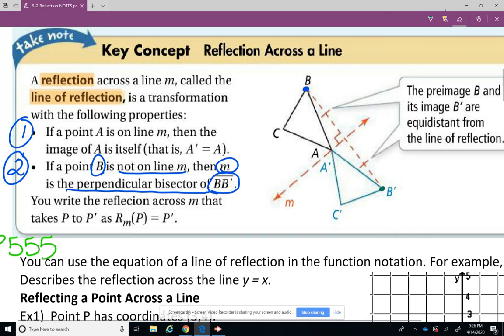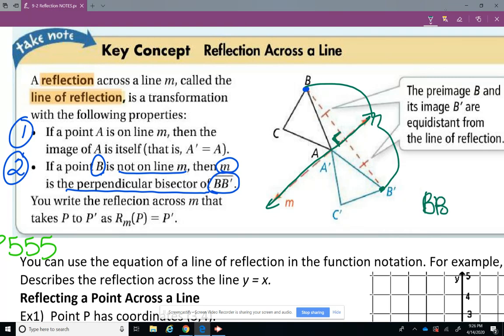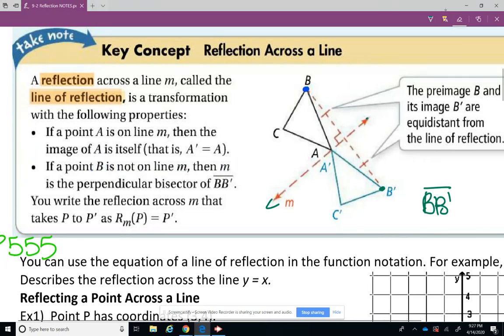You also notice that line M, I'm going to do this in green, okay, is actually the perpendicular bisector of the segment from B to B prime. So we could call that segment BB prime. That's what they're referring to right over here. Okay, so if this is a reflection and B has been reflected and it forms B prime, then the line that it's being reflected over is the perpendicular bisector of the segment between the 2 points that are reflected.